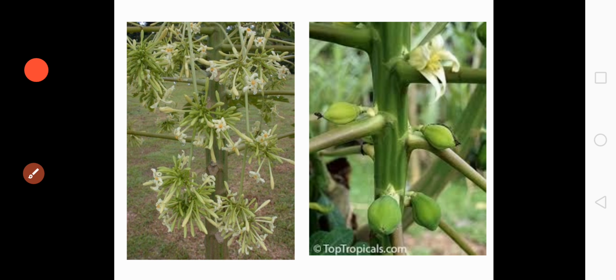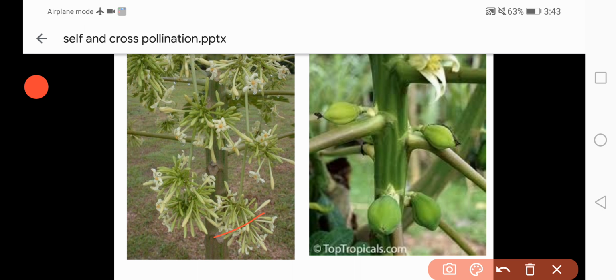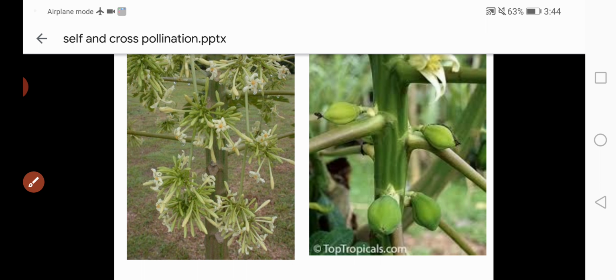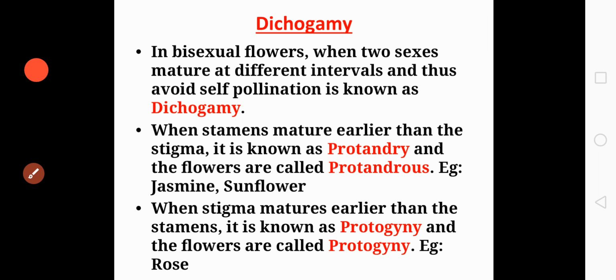Coming to the dioecious condition, these are the images of male and female plants of papaya. This is the male plant and this is the female plant, and here the male and female flowers are produced on two different plants, hence the plant is dioecious. Is that clear? So that is about the first contrivance, diclinism.